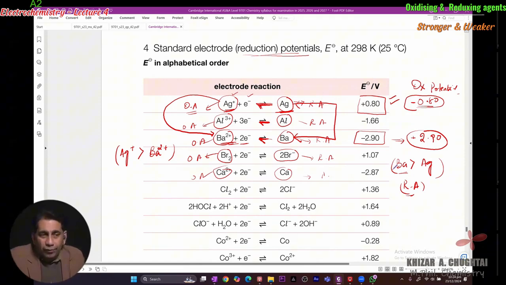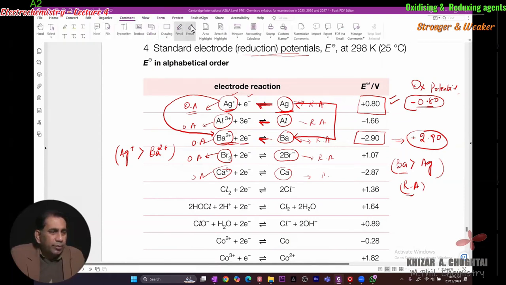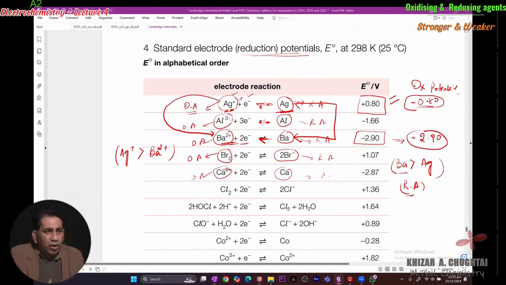So on behalf of the data booklet, by watching the calculations, these reactions, these schemes, these equations, you can predict the nature of oxidizing and reducing agents.